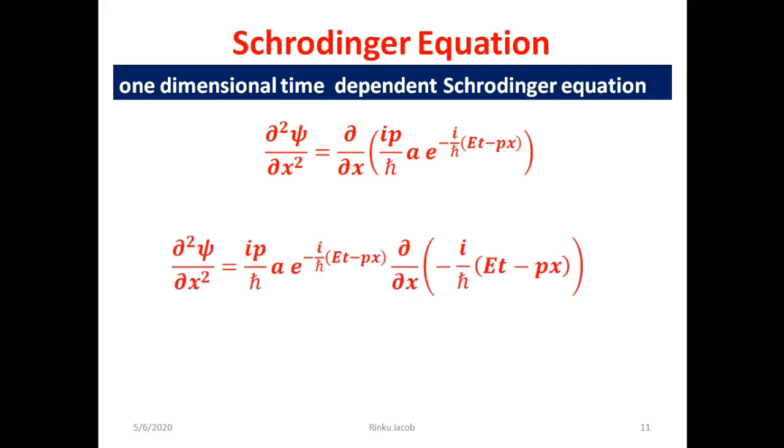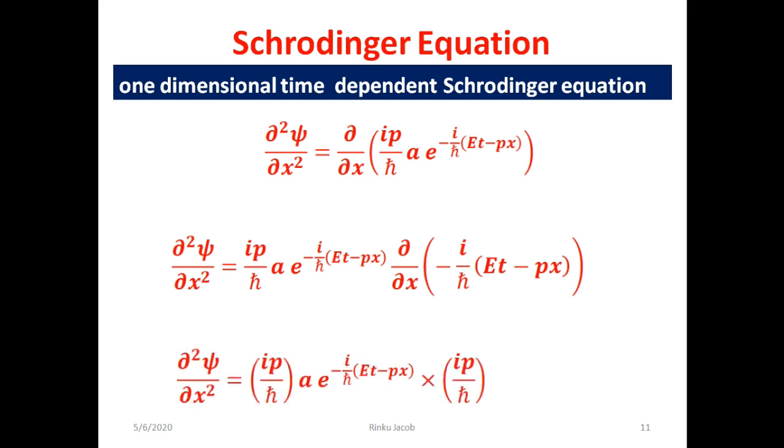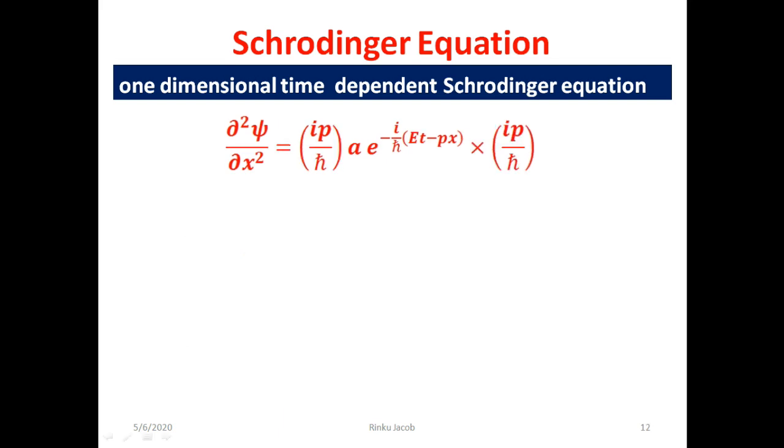That is ∂²ψ/∂x² equals (ip/ħ) into A into exponential of minus i/ħ into (Et − px) into ∂/∂x of minus i/ħ into (Et − px). That is ∂²ψ/∂x² equals (ip/ħ) into A into exponential minus i/ħ into (Et − px) into ip/ħ. So there are two terms ip/ħ. So it becomes ∂²ψ/∂x² equals i²p²/ħ² into A exponential minus i/ħ into (Et − px).